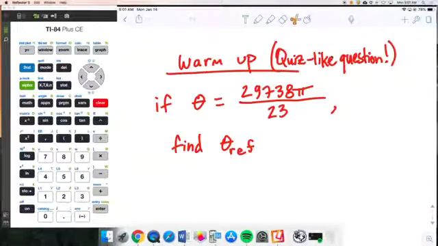This is a quiz-like question for tomorrow. Theta is this big angle, and it's in radians because there's no degree symbol. And remember, it's more than one rotation because we're cutting up a pi into 23 pieces. So this is pi 23rds. How many pi 23rds are in one rotation? One rotation is 2 pi, right? So all you have to do is double the denominator. What's 23 times 2? 46.